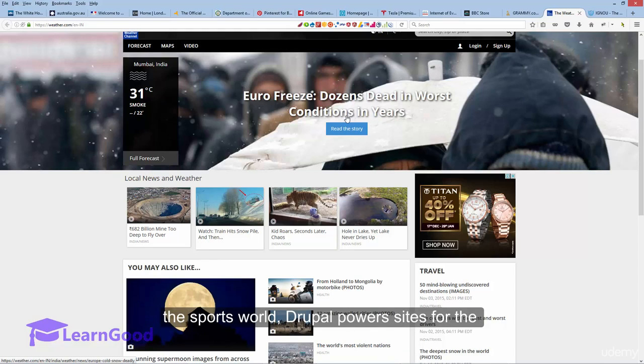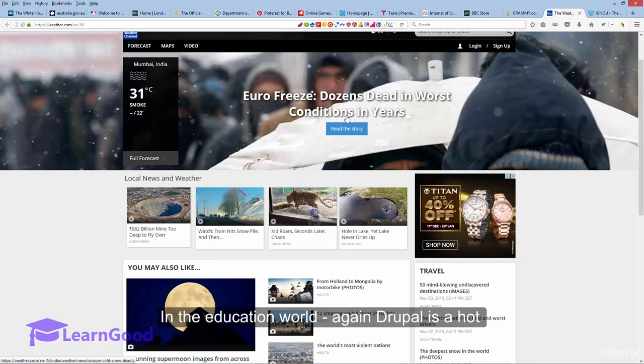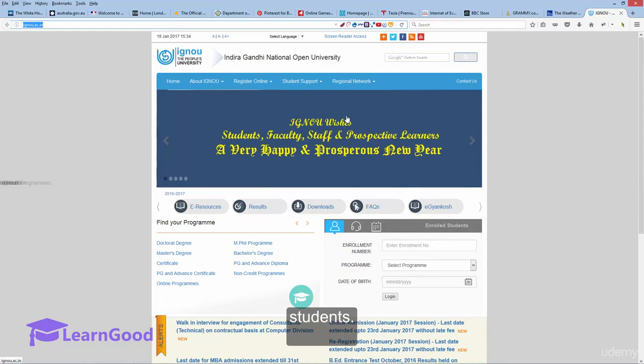In the sports world, Drupal powers the sites for the official 2016 Summer Olympics, Dallas Cowboys, NBA, Patriots, the PGA, and several others. In the education world, again, Drupal is a hot favorite, powering official sites for Oxford University, Harvard, Stanford University, and many, many others. Of special mention is that it also powers the website for the world's largest open university, India's IGNOU, with 3.5 million enrolled students, which you see on the screen now. Let me return back to the presentation.